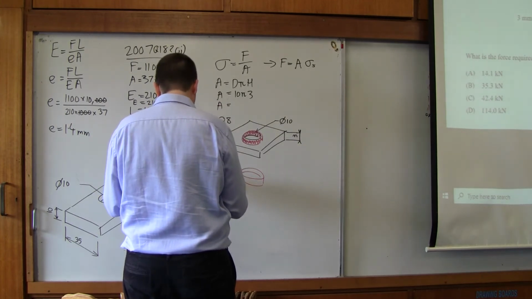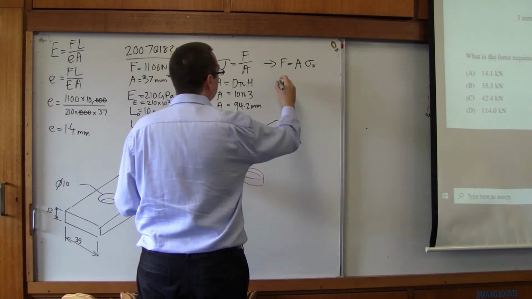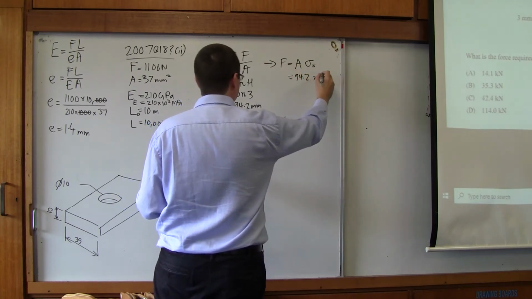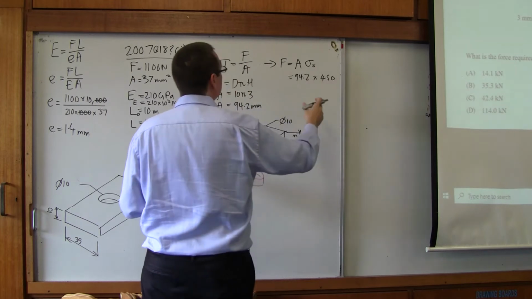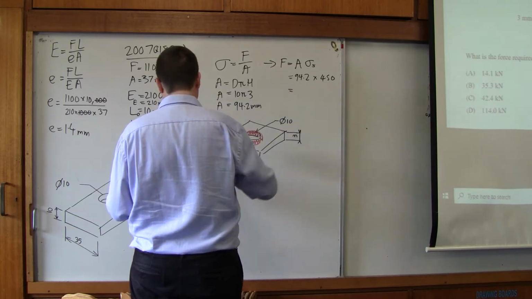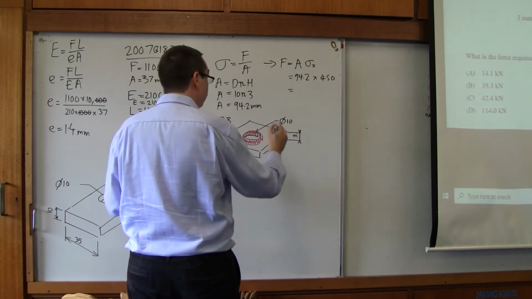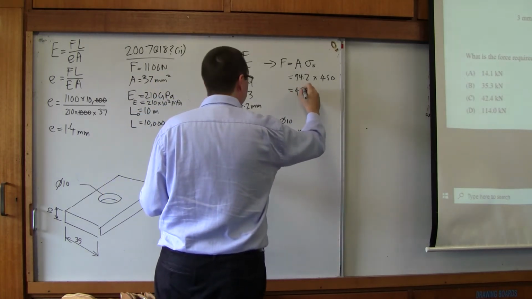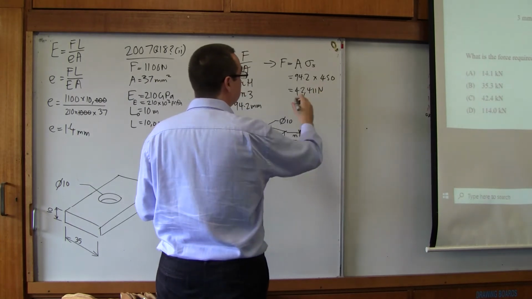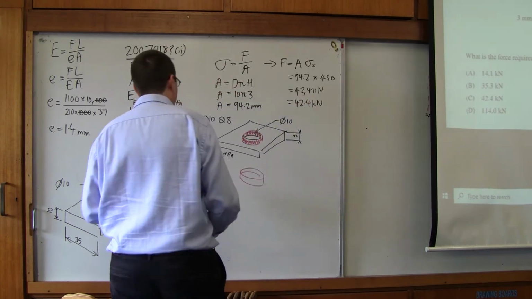30 pi equals 94.2 millimeters. So if we substitute this value here, we have 94.2 multiplied by 450. Because we're using millimeters and megapascals, that should work, but our answer is always going to be in base units of newtons. So 94 times 450 equals 42,400 newtons, which we could write as 42.4 kilonewtons. The answer is C.